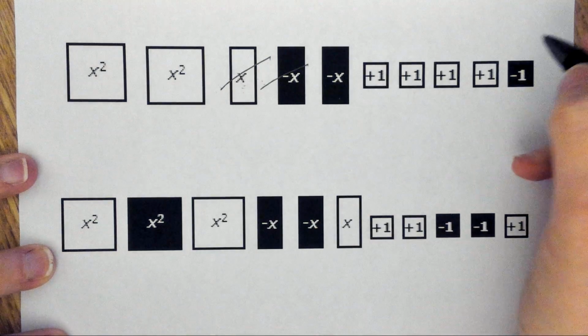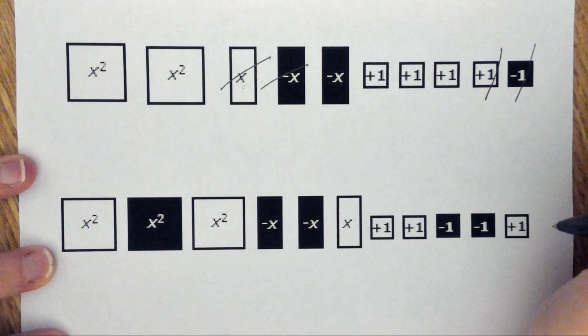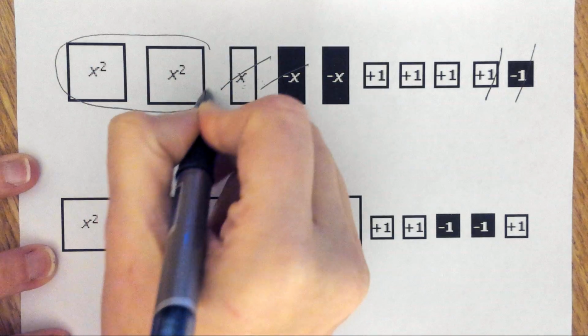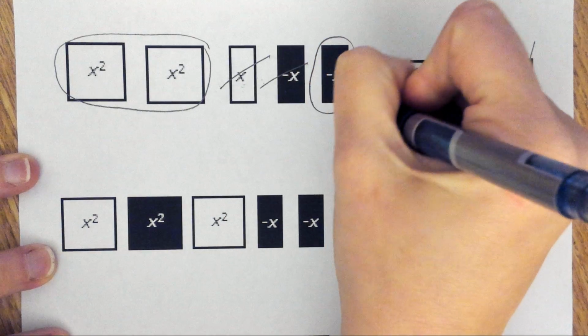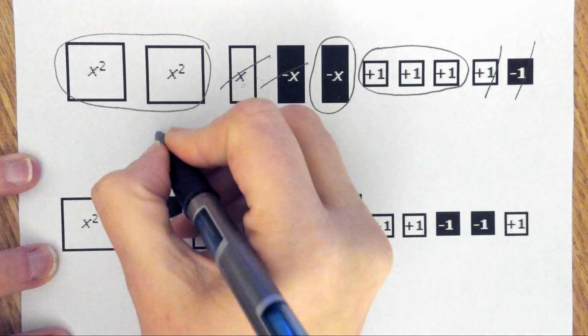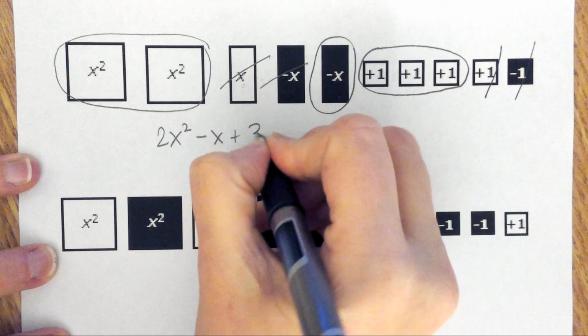Over here, though, I have these 4 1s, and I have this 1 negative 1, so I can cancel that out. That leaves me with 2 x squareds, 1 negative x, and 3 positives. So that looks like 2x squared minus x plus 3.